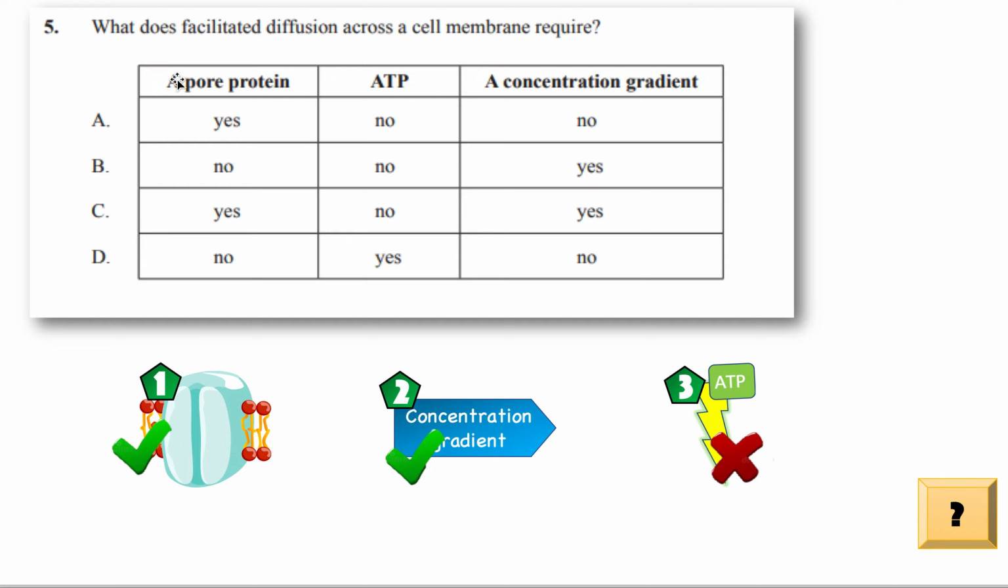A pore protein, pore just means like a hole or a channel, so it's a channel protein. So does it need them? Yes, it does. We automatically know it's going to be A or C. We've eliminated B and D already. Now, does it need ATP? No, because it has a concentration gradient. So it's going to be yes, no, and no. No. It's going to be yes, yes, no, and yes. So yes, no, and yes. So it's going to be C. And you can kind of experiment with this and do it with other types of transport and see what answers you come up with. But for this one, it'd be C.